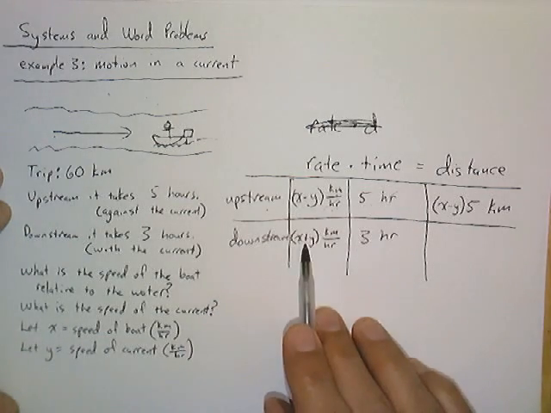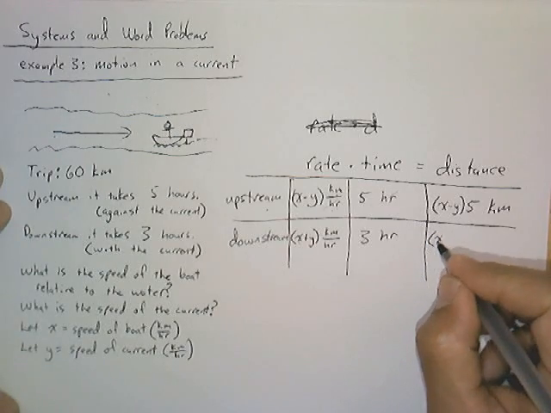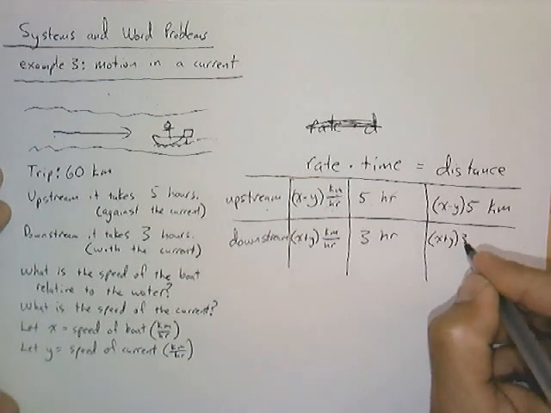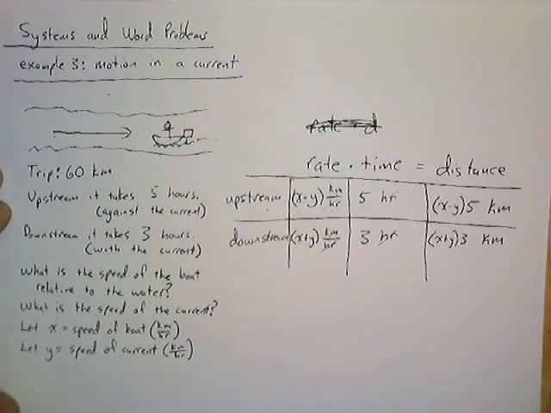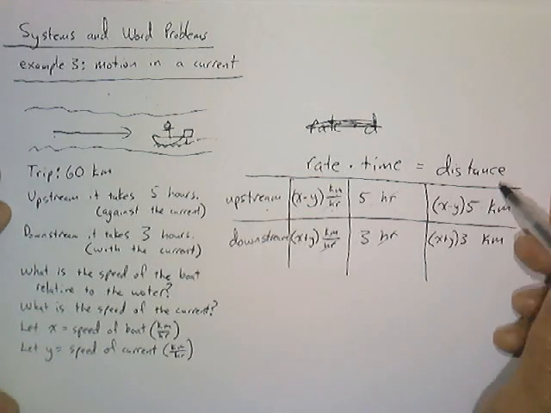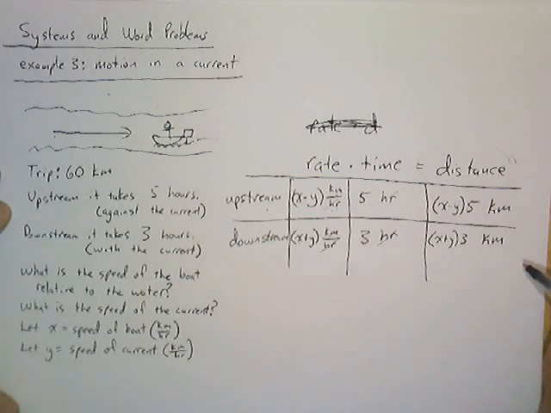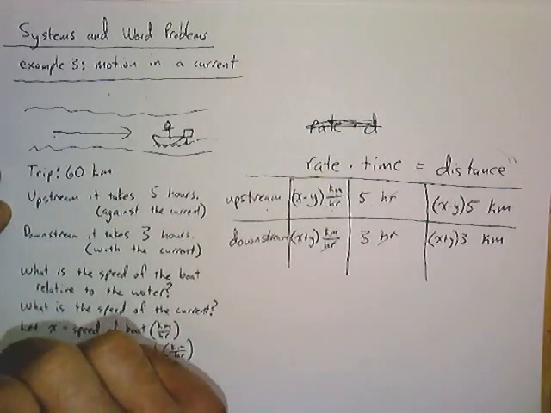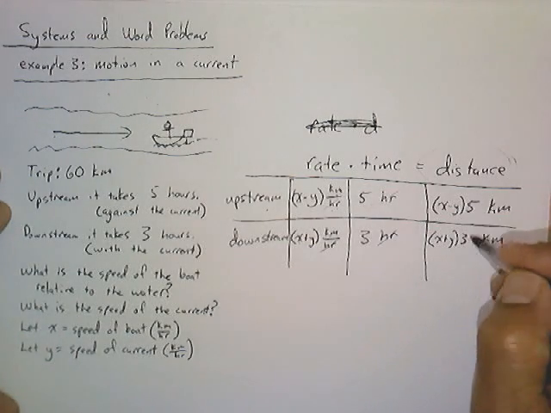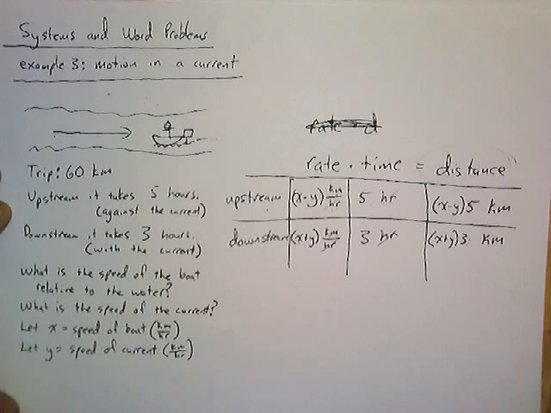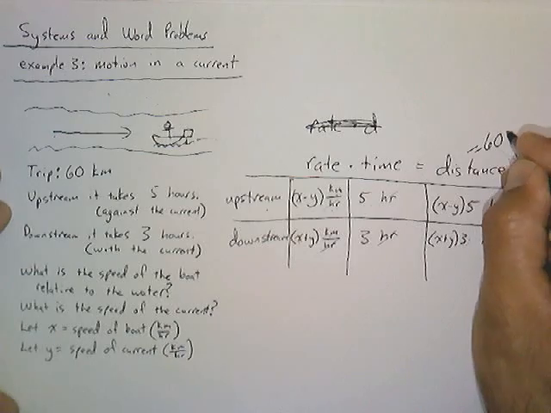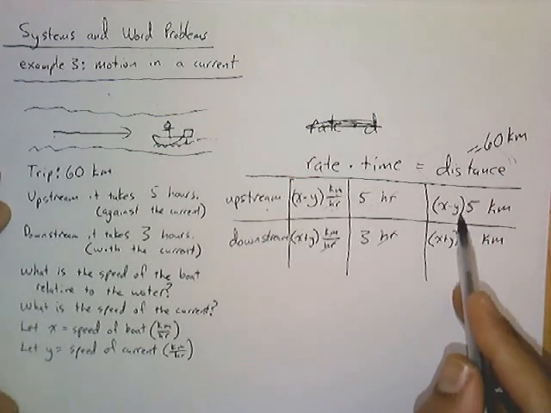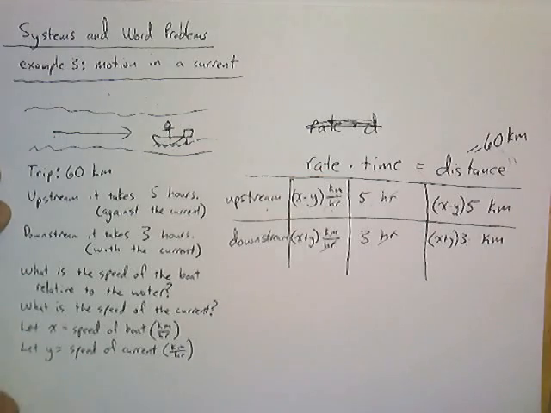Downstream, going to do something similar. X plus y is the rate now. Multiply that by 3 hours, and our units are going to be just kilometers. But now this is a great thing because we also know the distance for the trip. That's 60 kilometers. So really, these last two boxes in the table give us a system of equations because the distance has to equal 60 kilometers. So this has to equal 60 kilometers and this has to equal 60 kilometers.